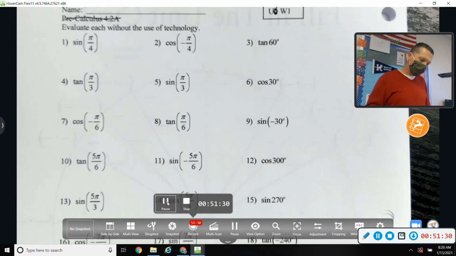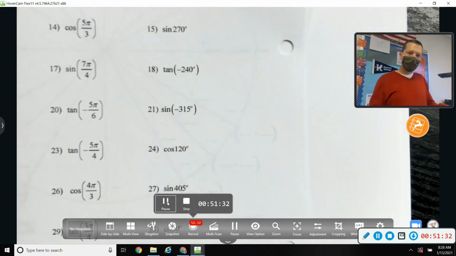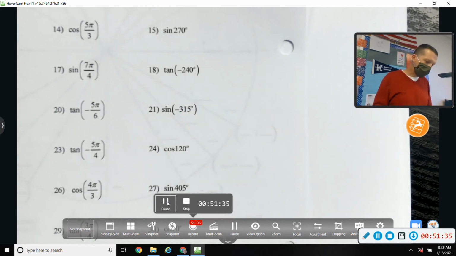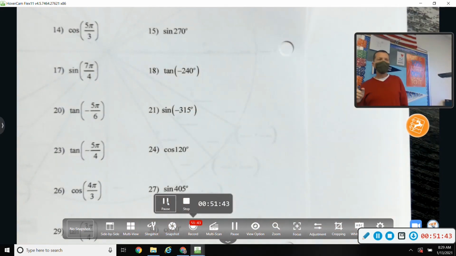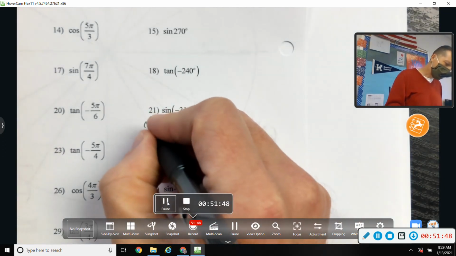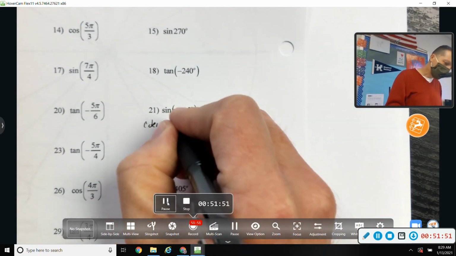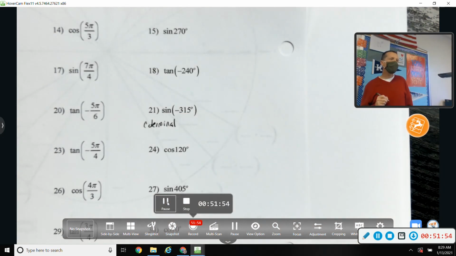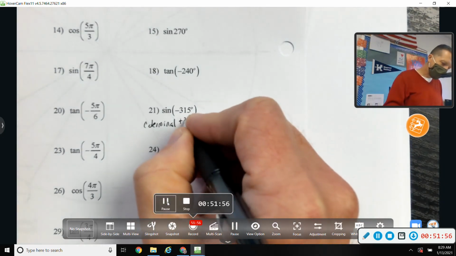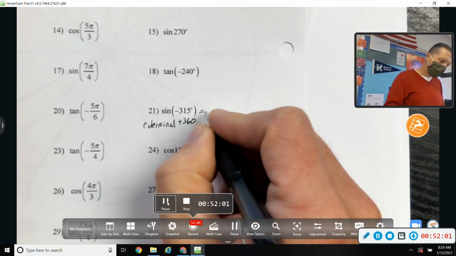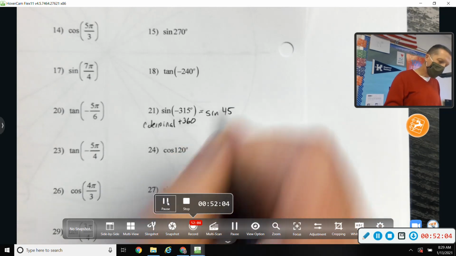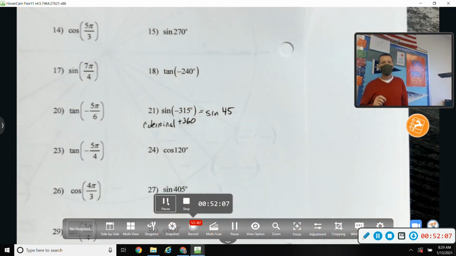21. Sine of negative 315. Yeah, I don't know where negative 315 is. So, what is the angle that lands at the same place as negative 315, though? Coterminal. How do I get a coterminal angle at 360? So that would be 45. So the sine of negative 315 is the same thing as the sine of 45 because coterminal angles.